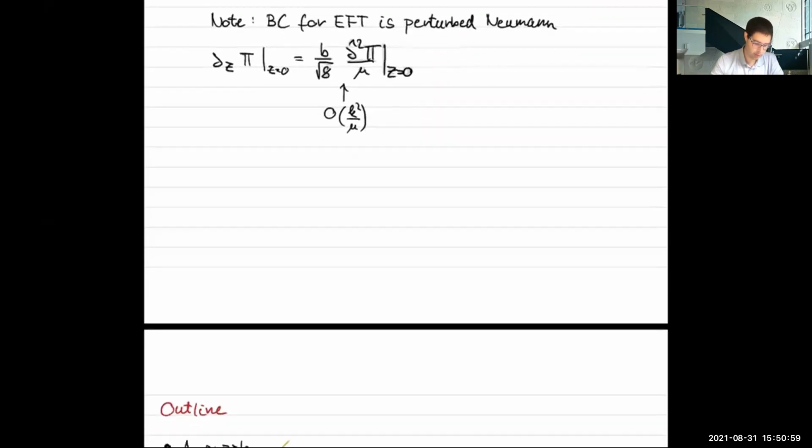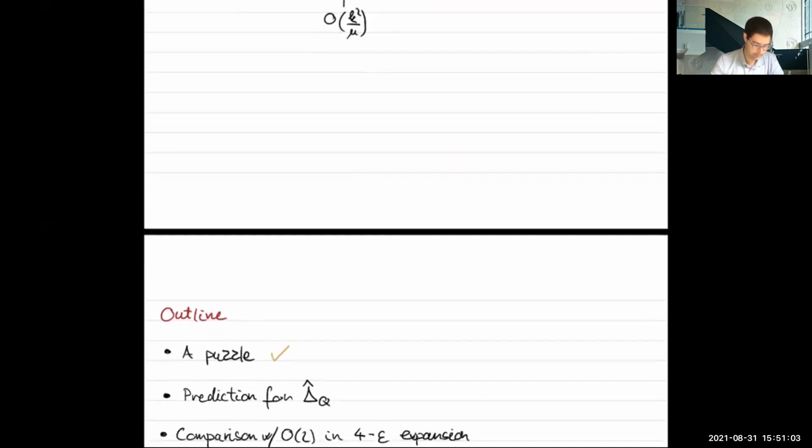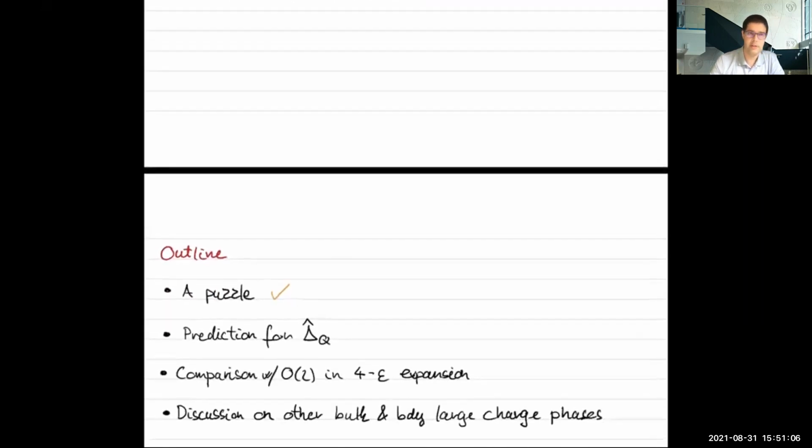So this concludes my introduction through this puzzle. Is there any question about this setup?